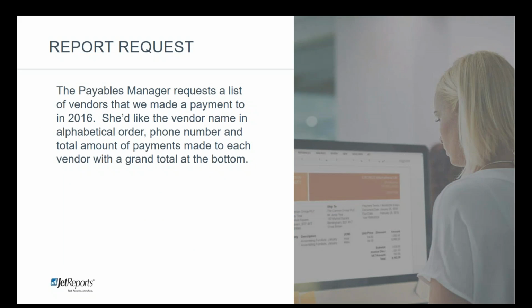I'd like to see their phone number and the total amount of payments that we made to each of them. And ideally, I'd love to see a grand total at the bottom so I know over the course of a year how much in payments we made to our various vendors. So this allows me to see each individual vendor and then a grand total at the bottom.